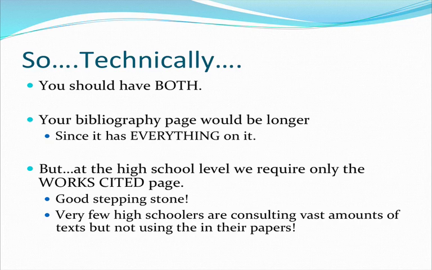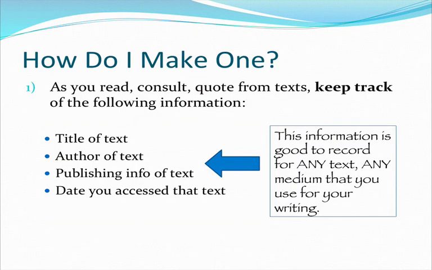And then technically, only the 8 that you actually cited or paraphrased from would go on your Works Cited page. So how do you make one? As you read or consult or kind of keep notes from whatever source you are using, you should write down this information. What is the title of the text you are looking at?